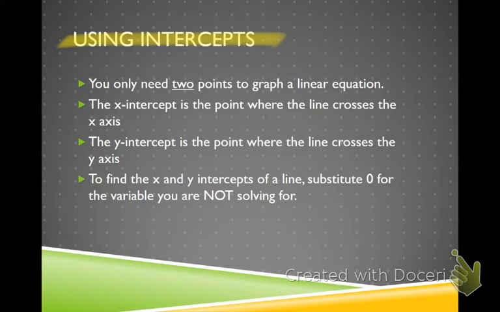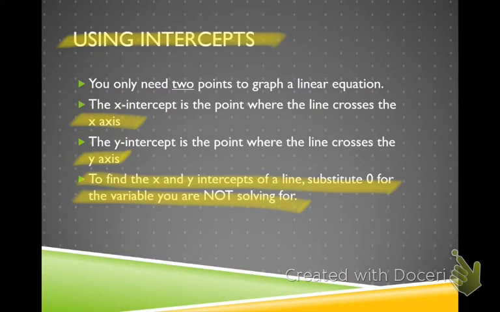The x-intercept is the point where the line crosses the x-axis. The y-intercept is the point where the line crosses the y-axis. To find these intercepts, I do want you to write down this entire statement. To find the x and the y-intercepts of a line, substitute 0 for the variable you are not solving for. So if I'm solving for x, I substitute 0 for y. If I'm solving for y, I substitute 0 for x.